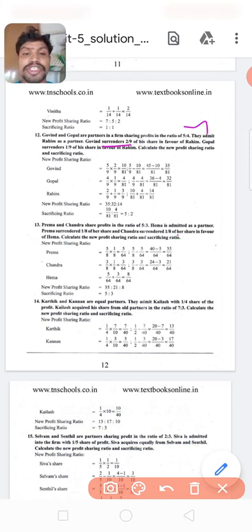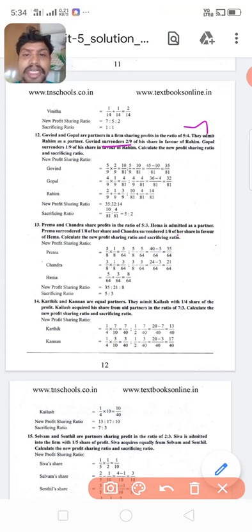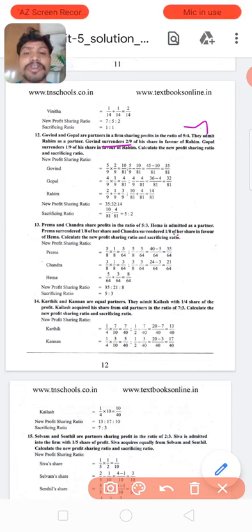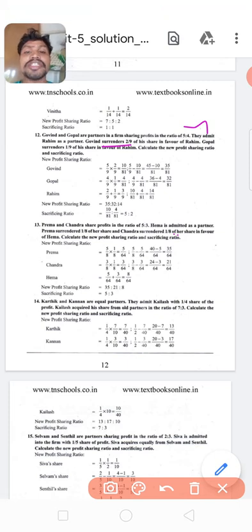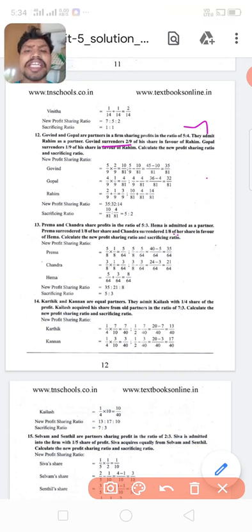This is the old ratio, right? Then they admit a new partner, Rahim, right? Govind surrenders 2/9 in favor of Rahim, and Gopal surrenders 1/9 in favor of Rahim. Surrender means a proportion ratio. That is not a sacrifice ratio. So we have to multiply with the old ratio. That is how we get the sacrificing ratio.